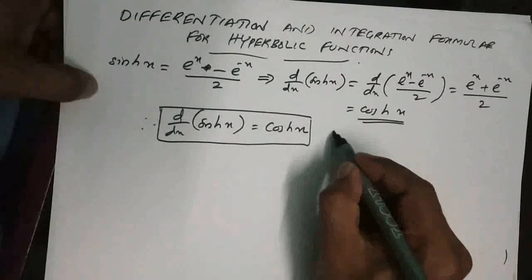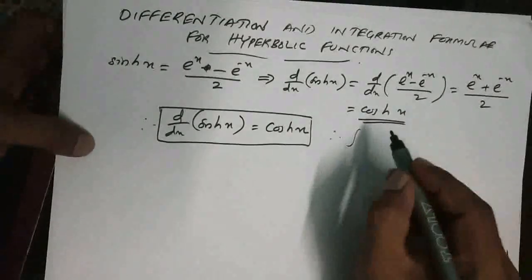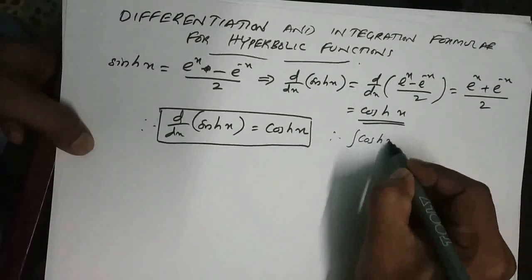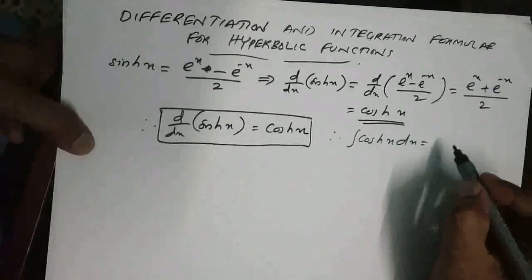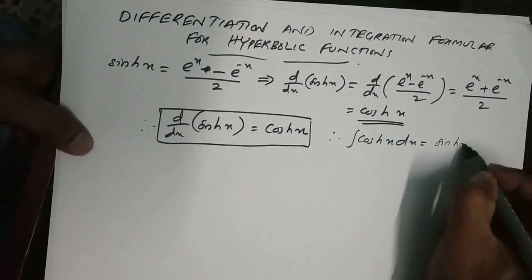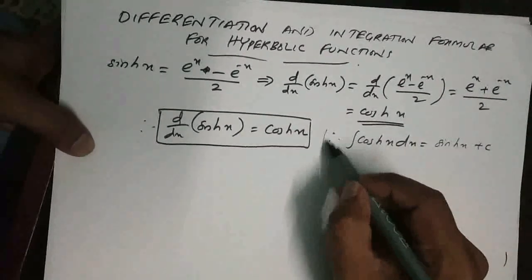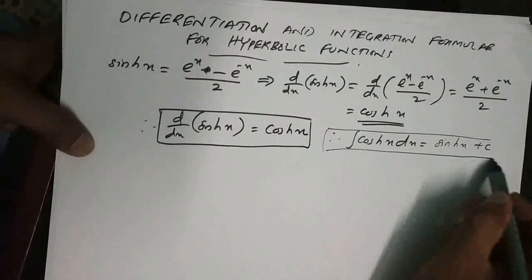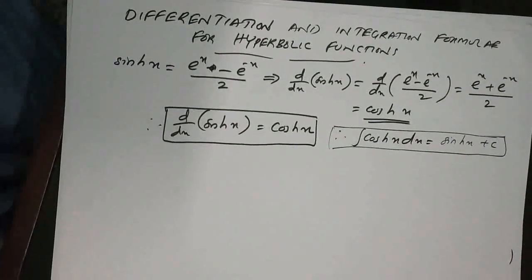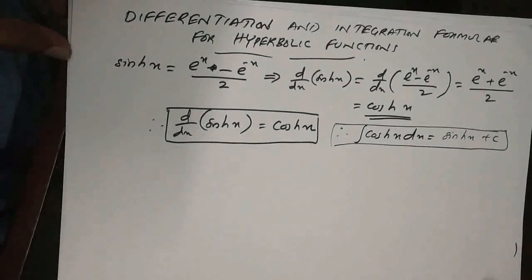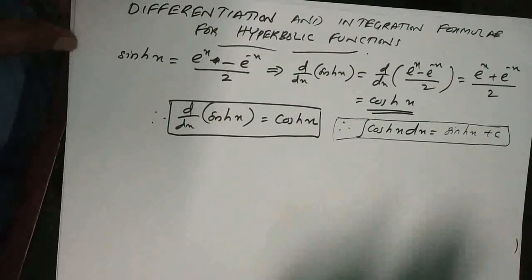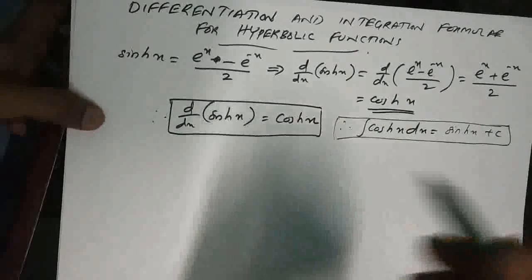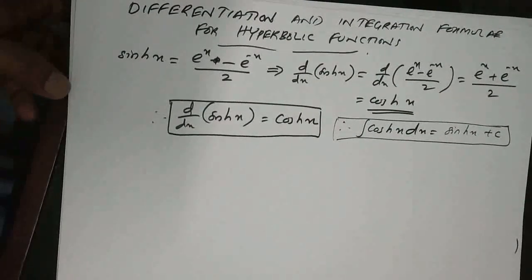Therefore we can say that the integral of, or antiderivative of, cosh x dx is equal to what? Sinh x plus a constant of integration. Then in a similar way we can show that the derivative of cosh x is equal to sinh x.